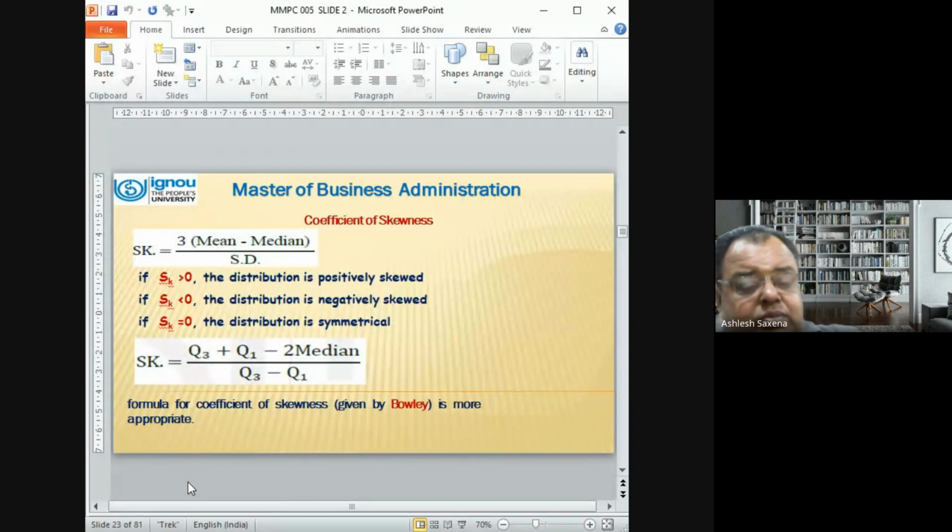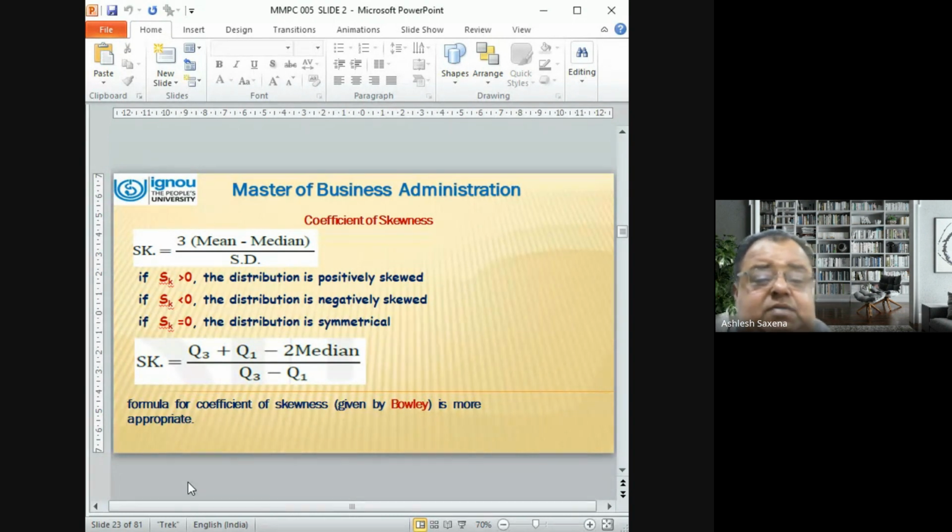Now, again calculating and drawing up the conclusions. Sk is the coefficient of skewness given by Karl Pearson, which is equal to 3 times mean minus median upon standard deviation. If Sk is greater than 0, the distribution is positively skewed. If Sk is negative, that is less than 0, it is negatively skewed. And if Sk is equal to 0, the distribution is symmetrical.